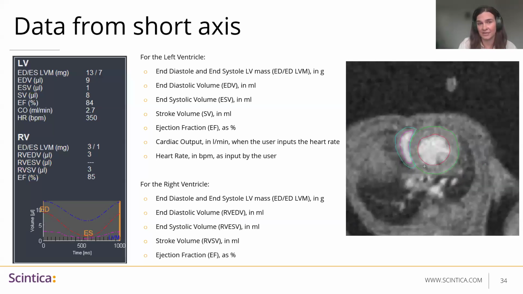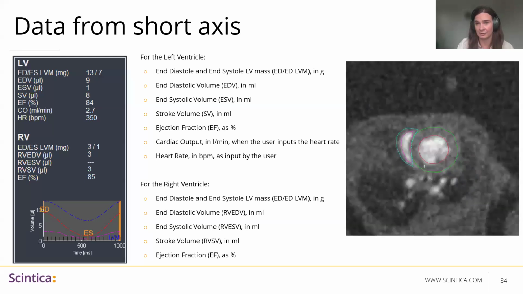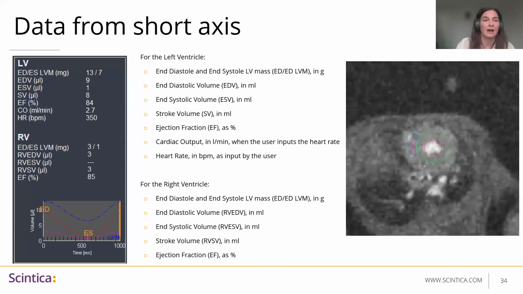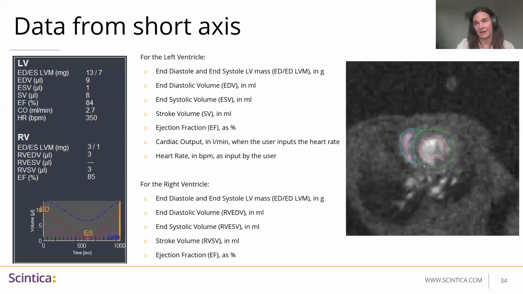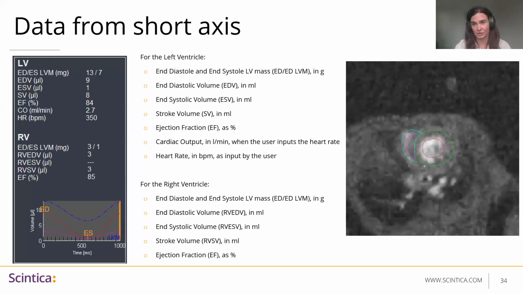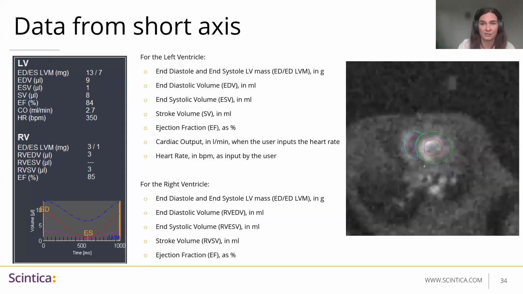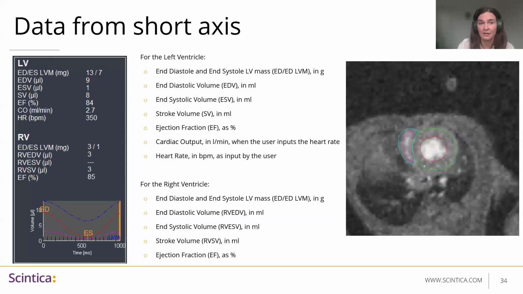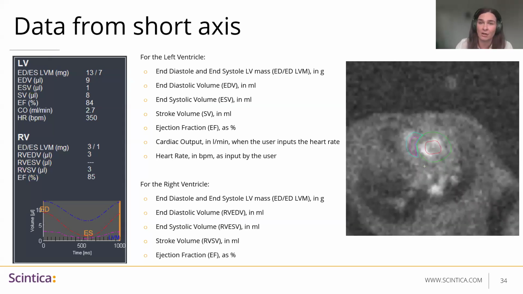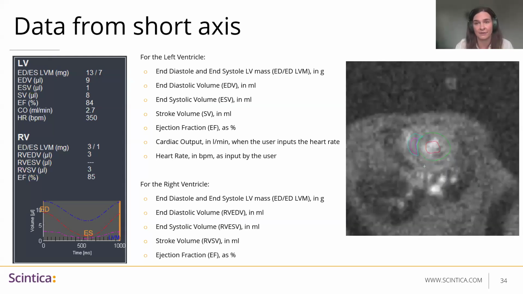Here's some example data from a short axis view. We oftentimes pull this data into a third-party software called Segment, and then we're able to outline the myocardium for both the left and the right ventricles, and track it over time throughout the cardiac cycle. Then we're able to export pretty much all this data, which includes diastolic volume, systolic volume, stroke volume, and ejection fraction for both the left and right ventricles.